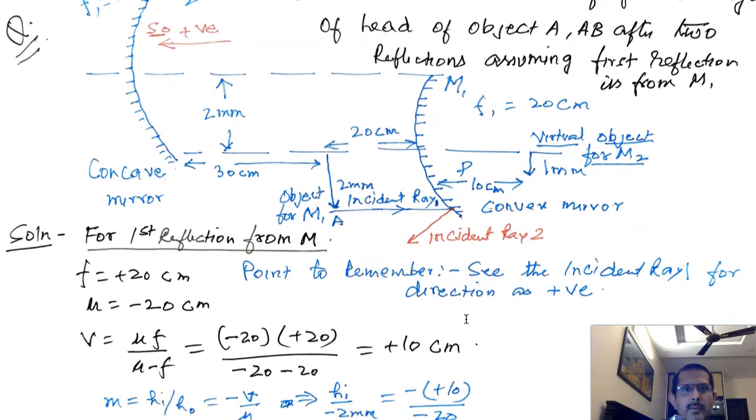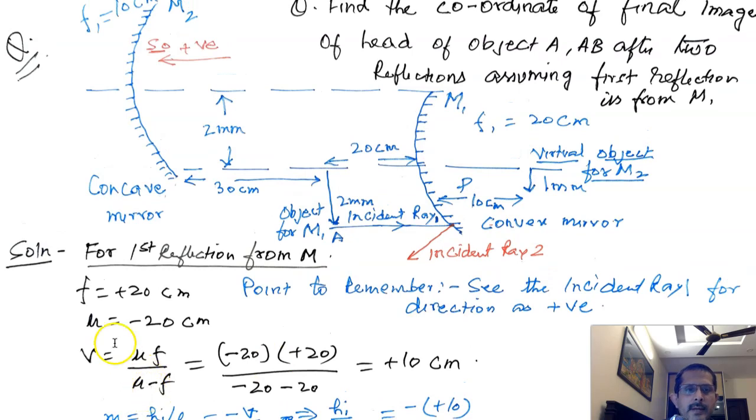Okay, let me move a bit at the top. Yeah, for the first reflection on M1, if I see the incident ray, this direction is positive. So f is equal to plus 20 centimeter, u is equal to minus 20 centimeter, because the direction of u is from pole to where the object is. So this direction would be opposite to the incident ray, hence it is negative, and that is what I've written.